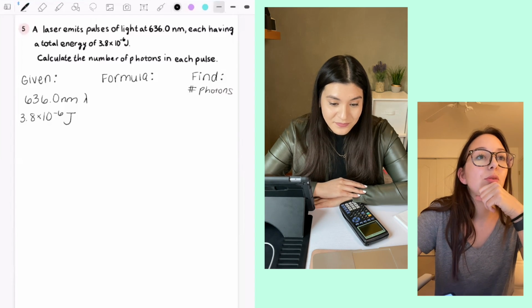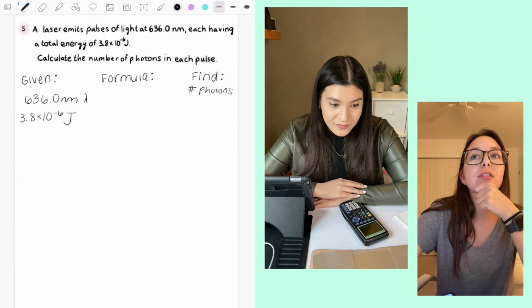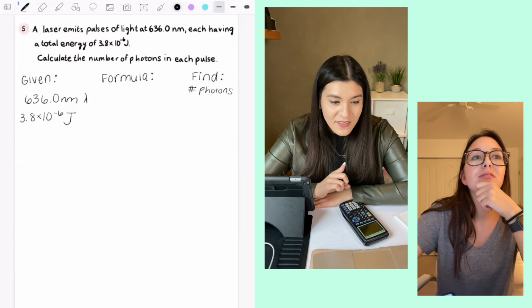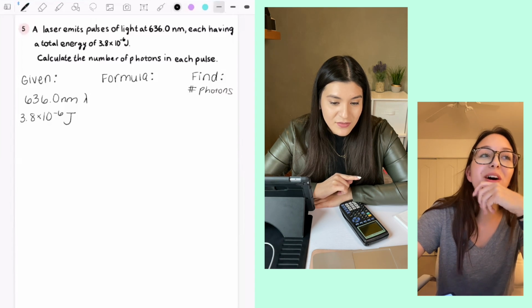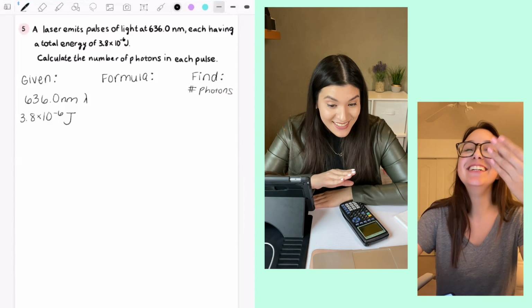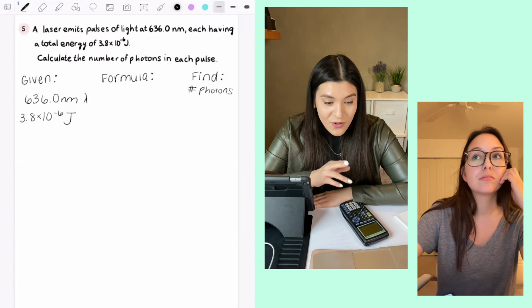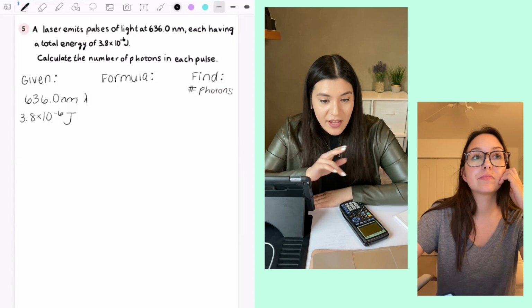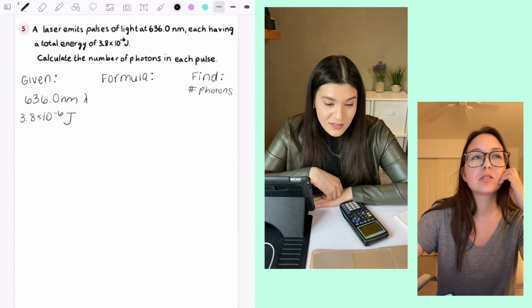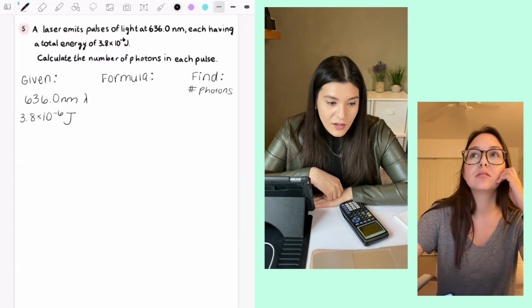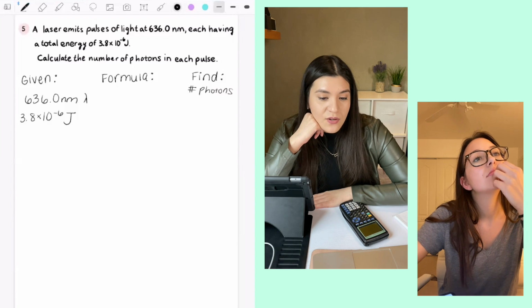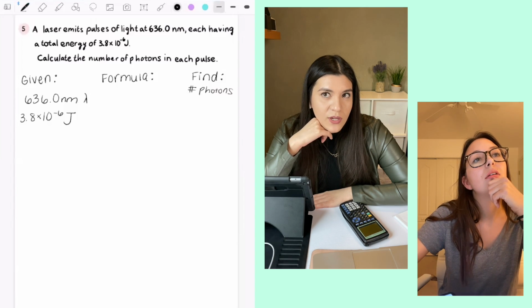So we need one of these that involves energy. What are we given? We're also given energy, and we're given wavelength. So that wavelength is going to help us determine the energy of the photons. So I'm going to have to pick one of these and then rearrange it, right? You don't need to in this case. So what's the one that we use when we're given the wavelength and we're finding energy?